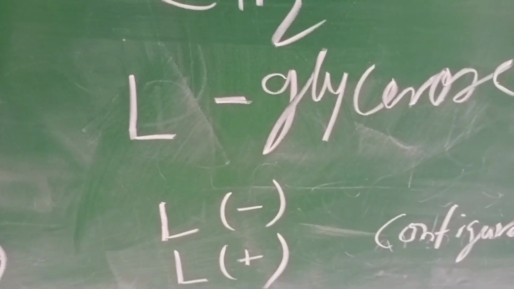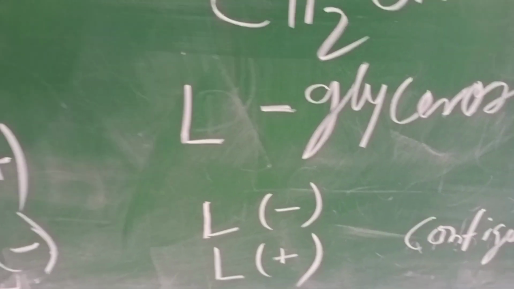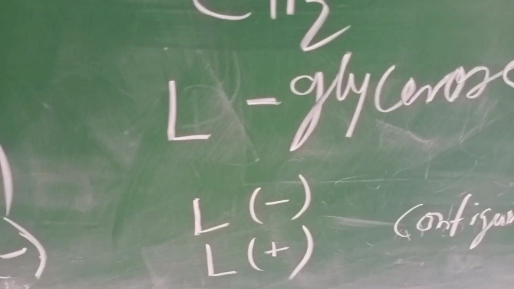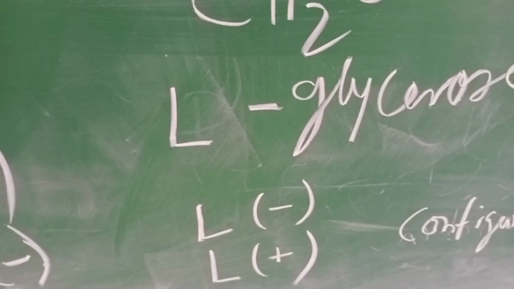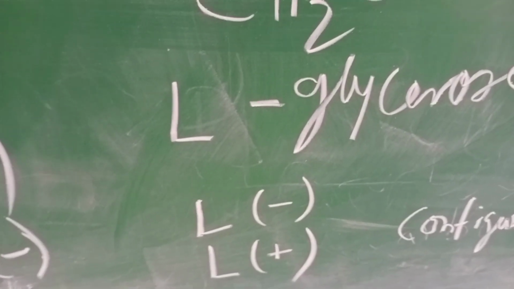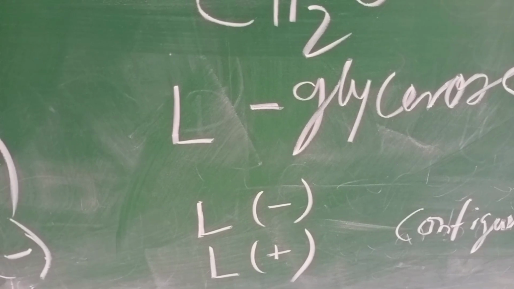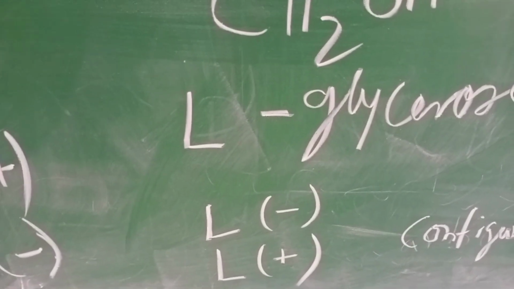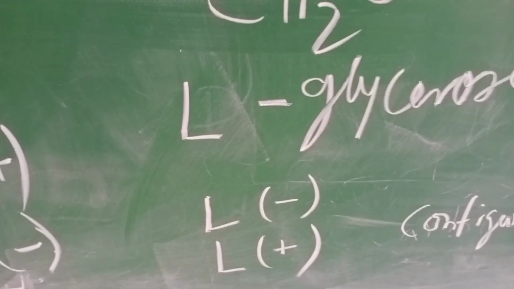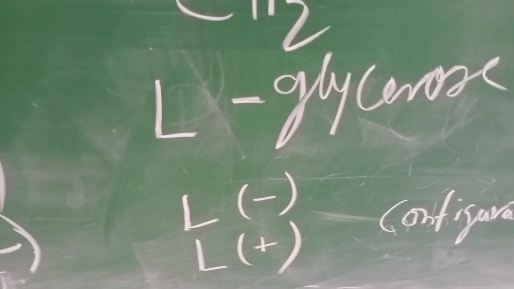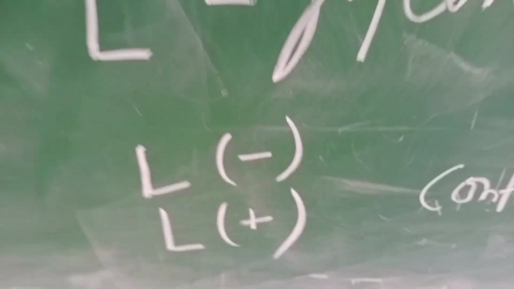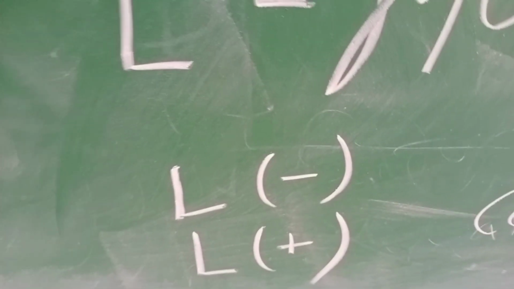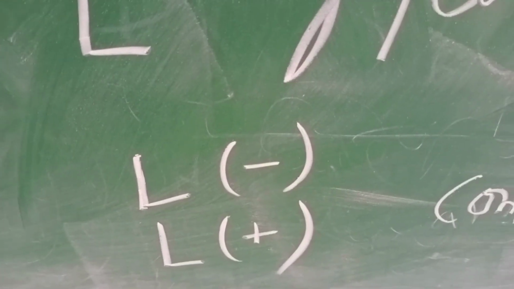So what does this ultimately indicate? I am just taking an example here. If the L-glycerose molecule is represented by capital L and within brackets a negative sign, or by capital L and within brackets a positive sign, the capital L, as I said, represents the configuration. However, the positive or negative sign represents the optical activity of this particular molecule.